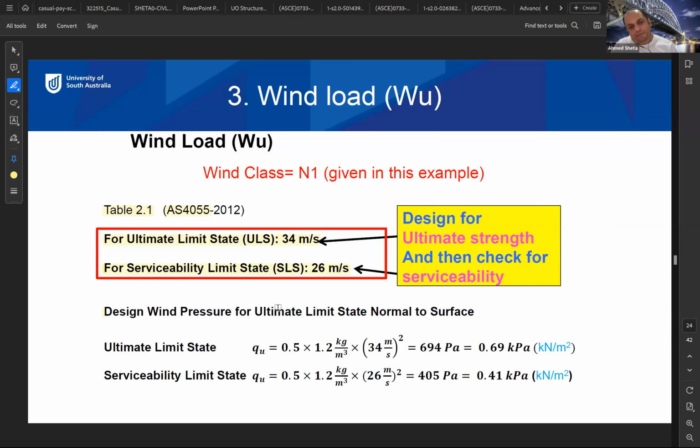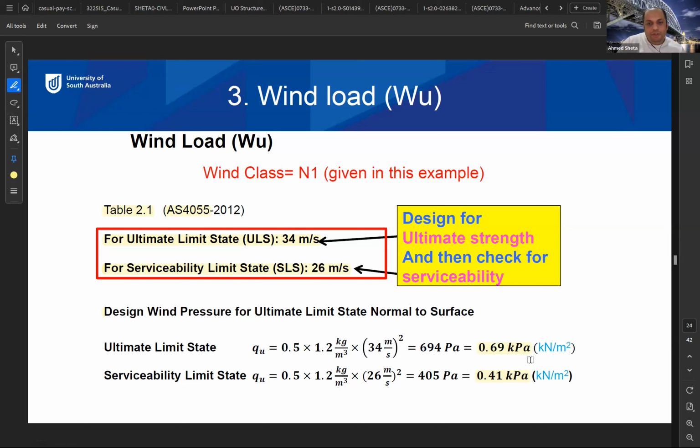Okay. So for the ultimate limit state, Q ultimate equals 0.5 times 1.2 times 34 squared. This is the formula for wind, and 34 is the ultimate wind speed. For the serviceability limit state, Q equals 0.5 times 1.2 times 26 squared. The answer will be in Pa. If you want it in kPa, you need to divide by 1,000. So if you divide by 1,000, it will be 0.69 and 0.41 kPa.